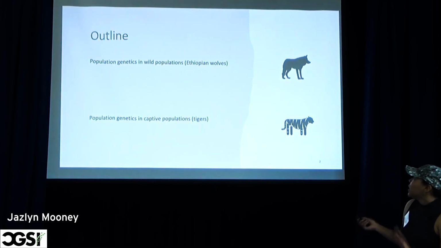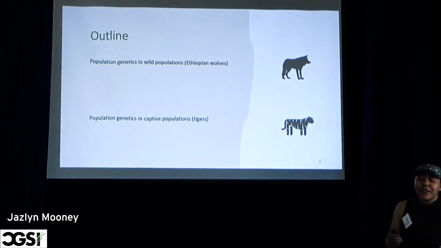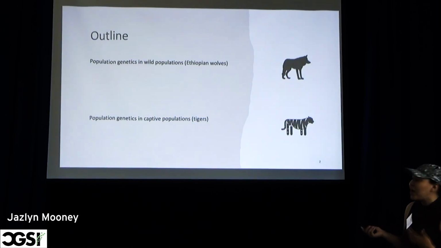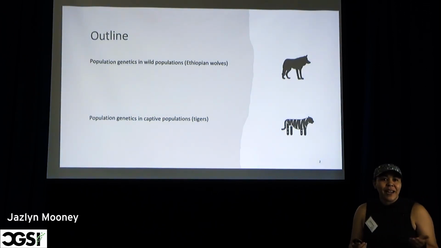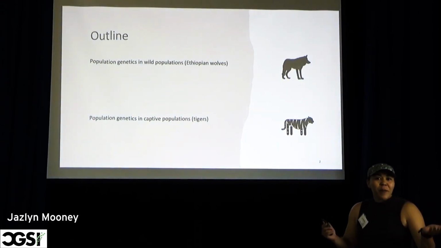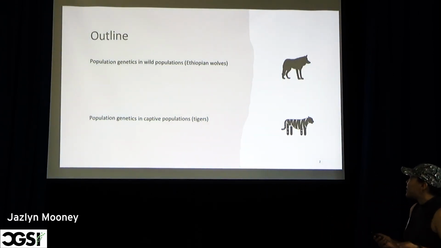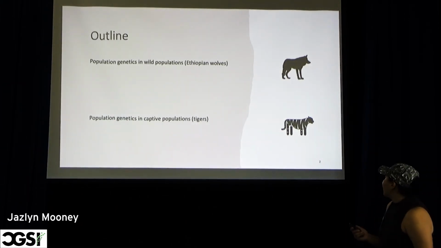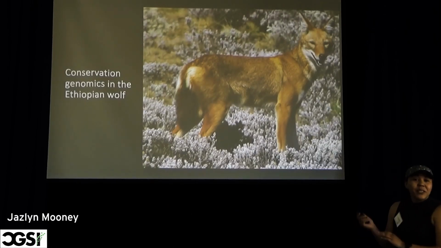So I'll start by telling you about wild populations and the types of questions that we can ask with population genetics in these wild populations. For example, right, I don't think the Ethiopian wolves are writing down their history, but we might want to know that. So how can we get those answers? And then I'll tell you about captive tigers in the US, and that's more recent work that we've done. So let's start with the Ethiopian wolf.